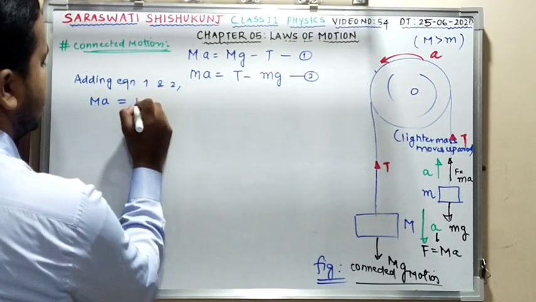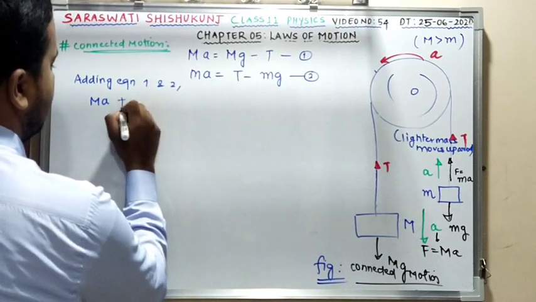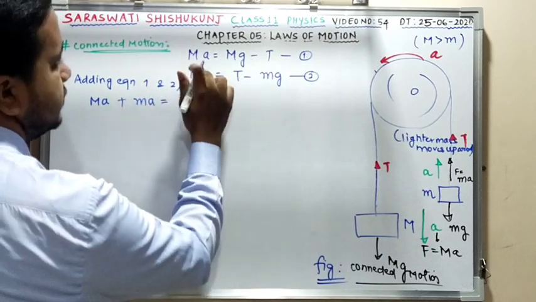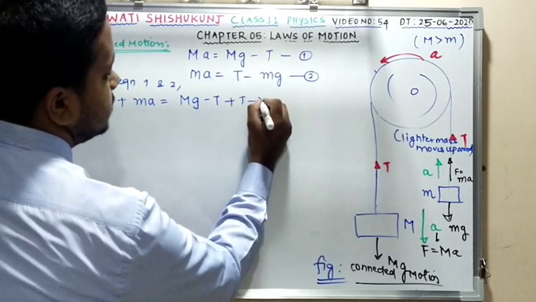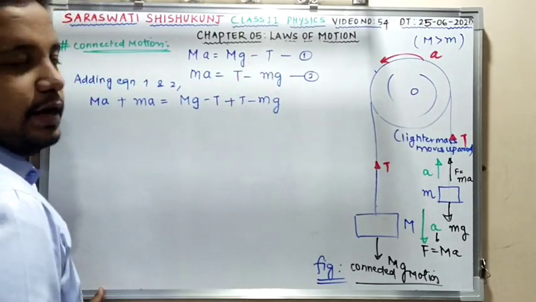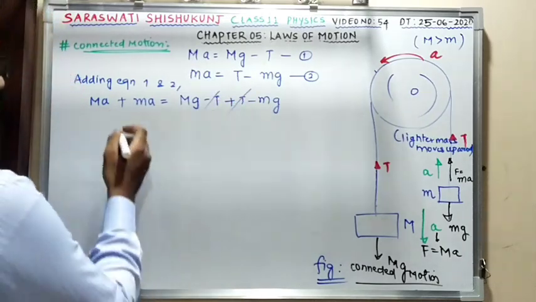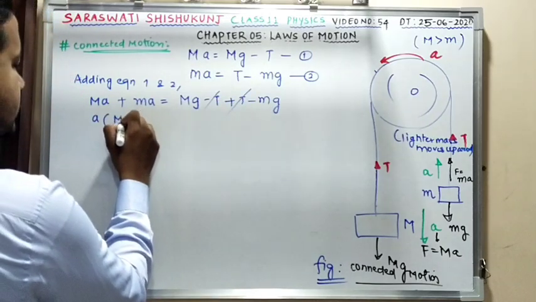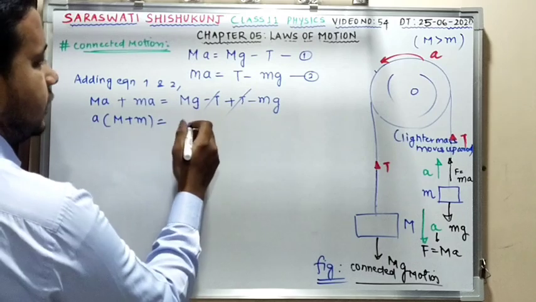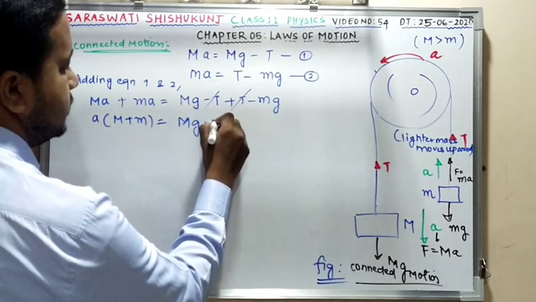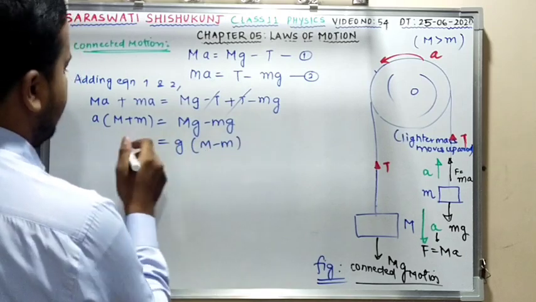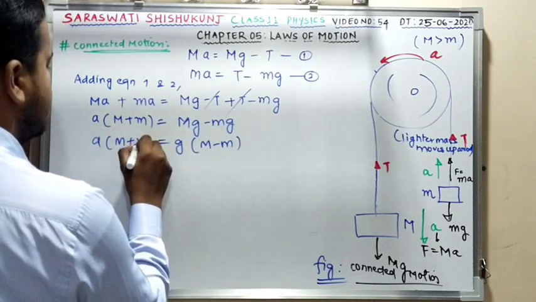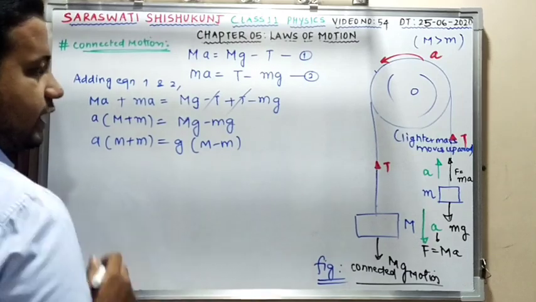Capital Ma plus small ma, these two sides I am going to add, equals Mg minus T plus T minus mg. So T is going to cancel. If a is common, then capital M plus small m, that is equal to Mg minus small mg. So I can take g out, that is capital M minus small m, and this is a times capital M plus small m. Clear? So I am going to get my answer.